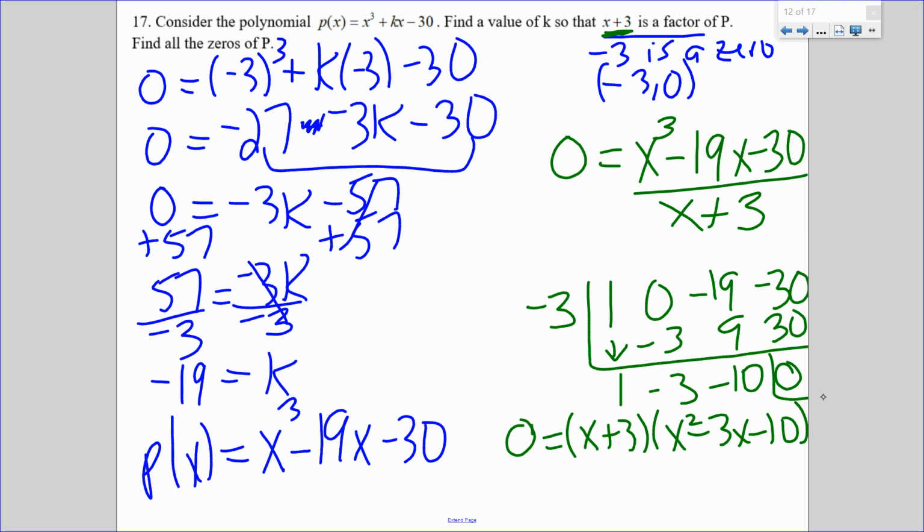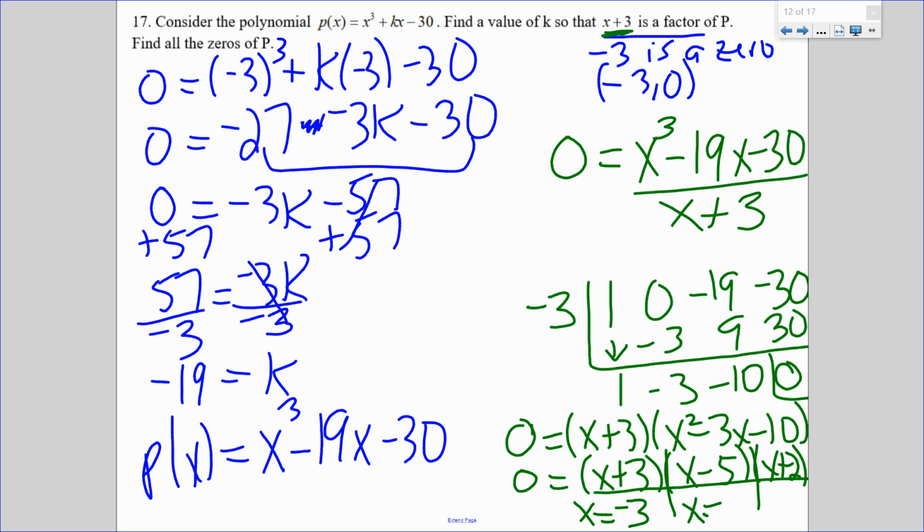I will always get a remainder of 0 when I'm doing this because I know that it's a factor. I know that it's going to divide evenly. Now I just do what I learned in the last unit. I factor it further. It's a trinomial. Once I know the factors, I know the zeros. X equals negative 3. X equals 5. X equals negative 2. That's it. It's kind of a long procedure, but it's a procedure. If you follow it, if you practice it, you should be able to get it right in your exam.